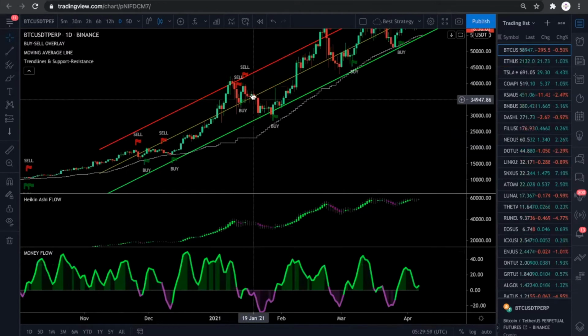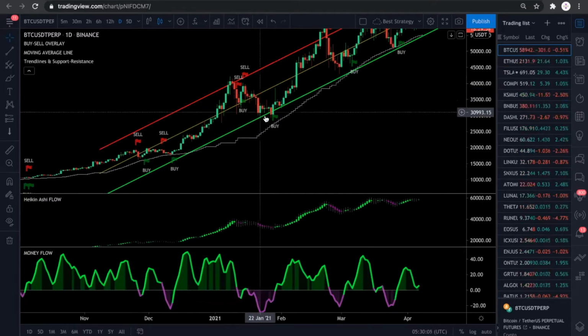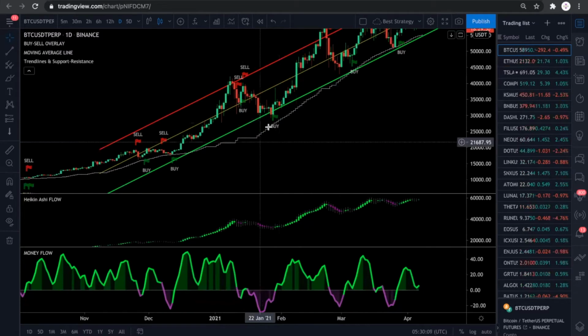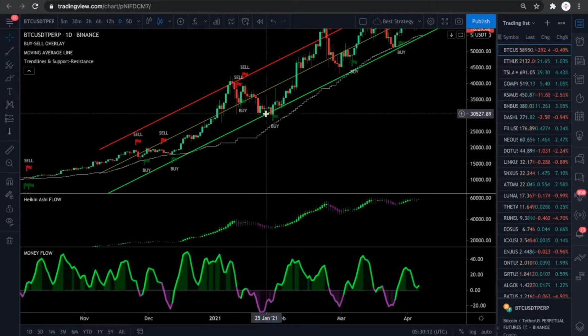A little bit of consolidation in the middle, like I say. Always going to find some consolidation here on this yellow line. And we continue all the way back down. Now we're waiting for another buy setup. We're above the moving average line. We're above the green trend line.